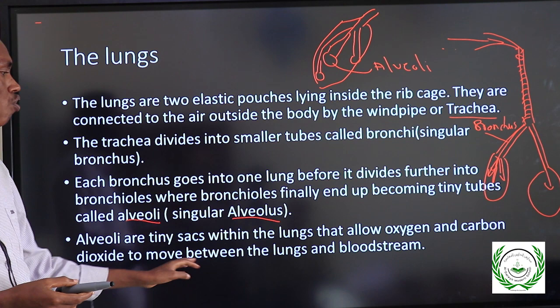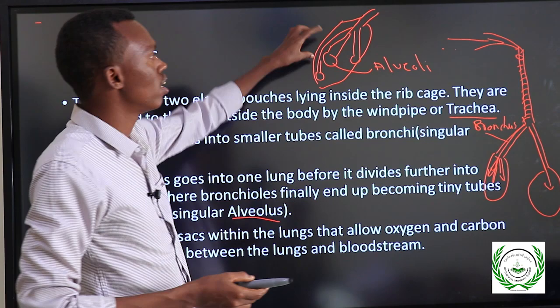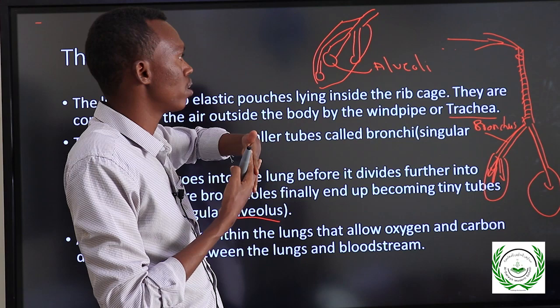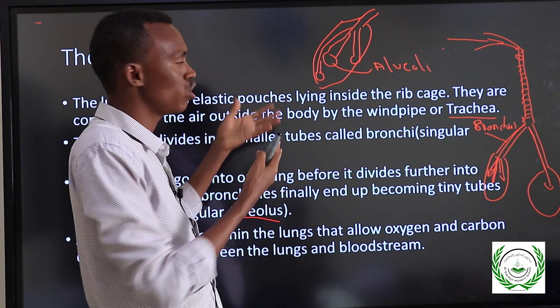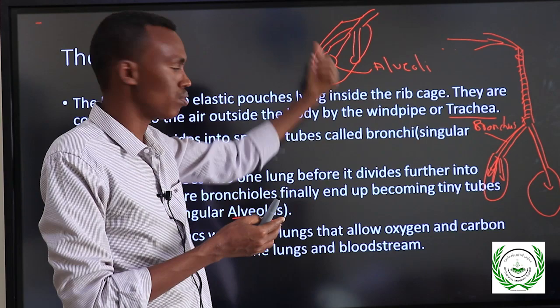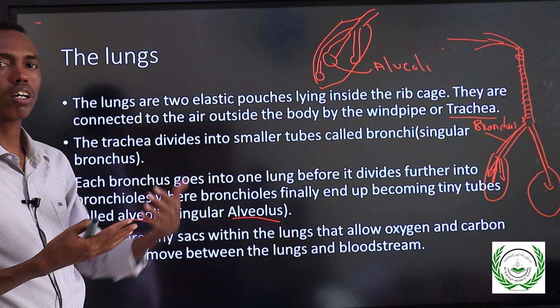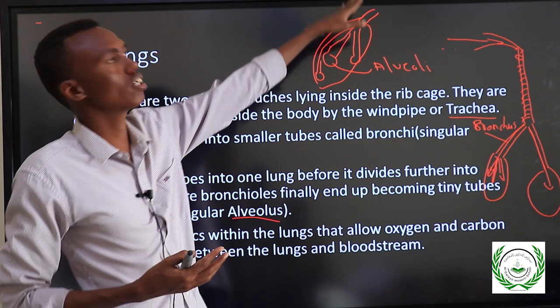In the earlier picture we discussed, the alveoli are surrounded by capillaries, a network of blood vessels. The carbon dioxide goes out from the blood vessel into the alveoli, whereas the oxygen goes into the bloodstream from the alveoli. So they exchange. Oxygen enters the blood vessel, while carbon dioxide leaves the blood vessel and enters the alveoli. Then it goes up through the bronchioles and bronchi and is breathed out. Okay.